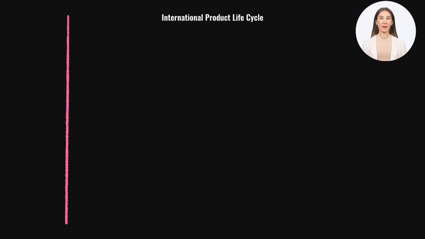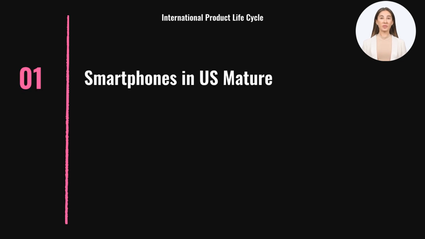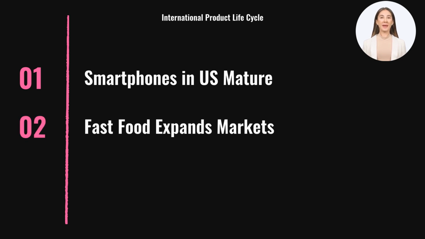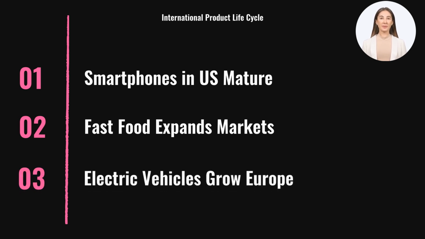The International Product Lifecycle, IPLC, highlights how products experience different lifecycle stages globally. For instance, smartphones are mature in the United States, but growing in developing countries. Fast food chains like McDonald's expand in emerging markets, while electric vehicles grow in Europe and China. Understanding IPLC aids in strategic global market expansion.